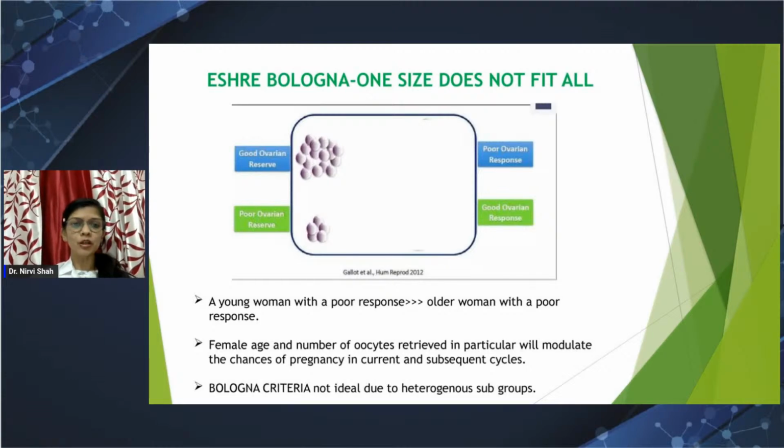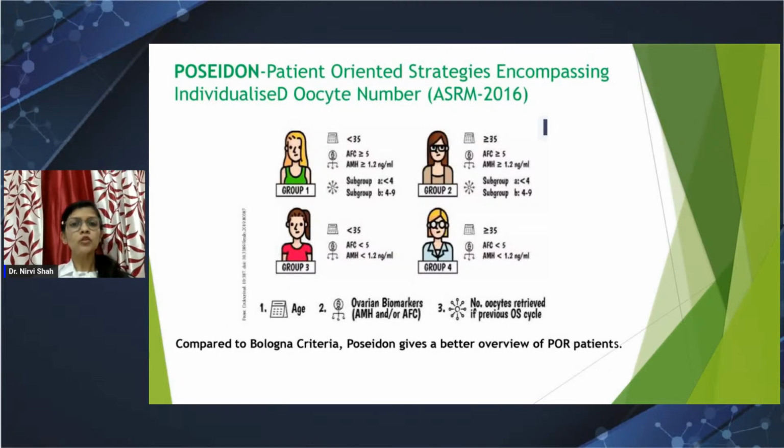So, female age and number of oocytes retrieved will actually modulate the chances of pregnancy in current as well as future cycles. So, eventually in 2016, they came up with POSEIDON, that is Patient Oriented Strategies Encompassing Individualized Oocyte Number. This was a very practical approach which helped the IVF consultants to individualize and give a tailored ovarian stimulation.